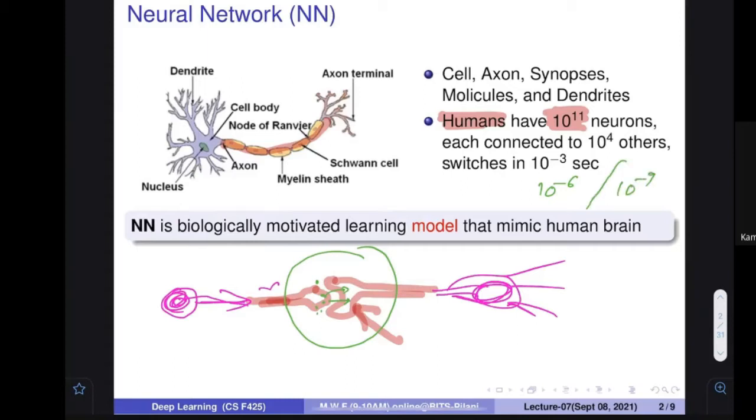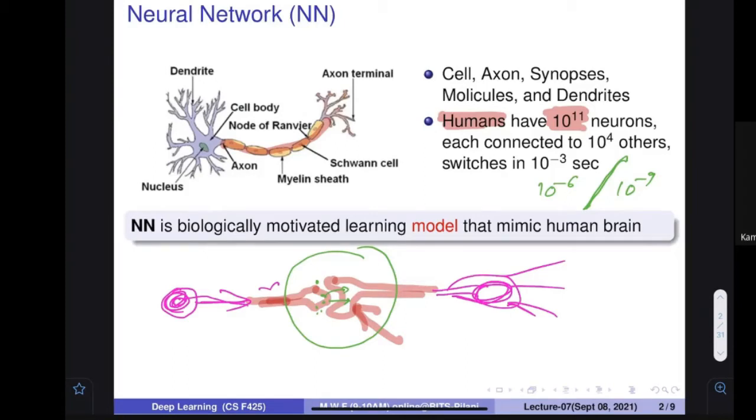I think the better ones are like that. So their switching time is very fast. So you can see that if you compare the human brain with respect to the capability that we actually have in terms of the hardware that we have, you can think that my hardware is 1,000 times faster than my brain. But my brain is better.